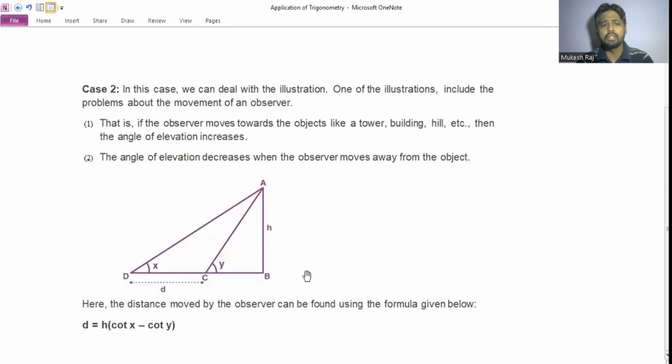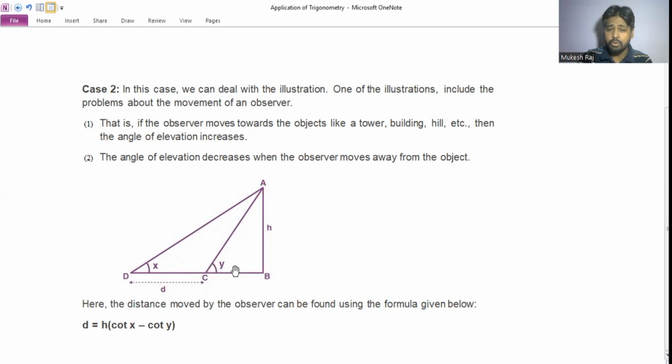Though we can use the cognitive method, where we can use the different trigonometric ratios to get these values calculated by applying different mathematical operations too. The formula stands like this: the distance between the point C and D, or D and C, which is the observer, where the observer is on a continuous move towards the tower, towards the point B or away from the point B, then the distance between C and D will be equal to h multiplied by the cot of value x minus the cot of value y.